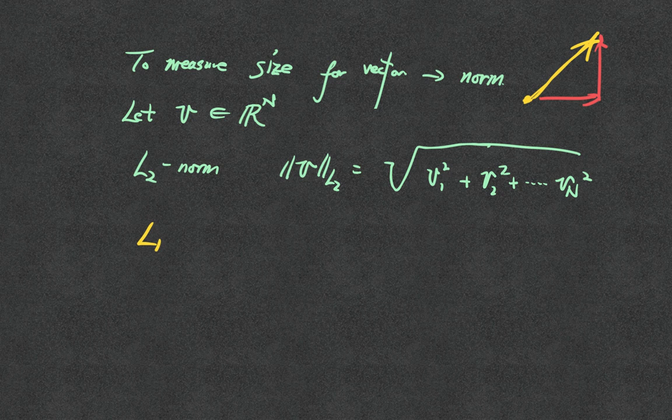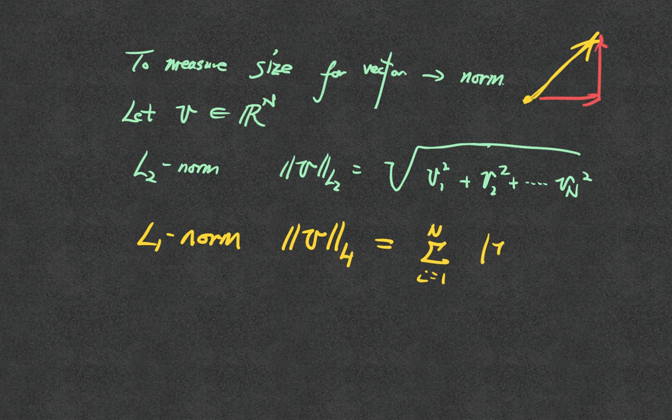Another one that I want to mention, which is also important, is the L1 norm. The L1 norm is simply the absolute values added together. By the way, why don't I just add all the components together? They may cancel each other, and they may even go negative. This is a property we don't want for a norm. A norm cannot be negative. So that's why you put the absolute value there.